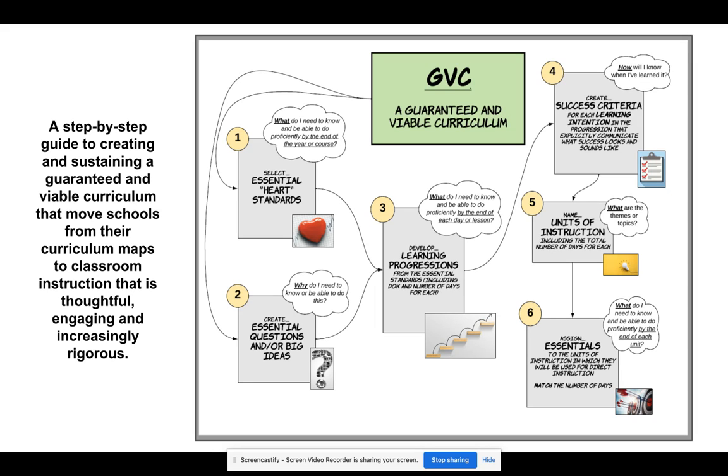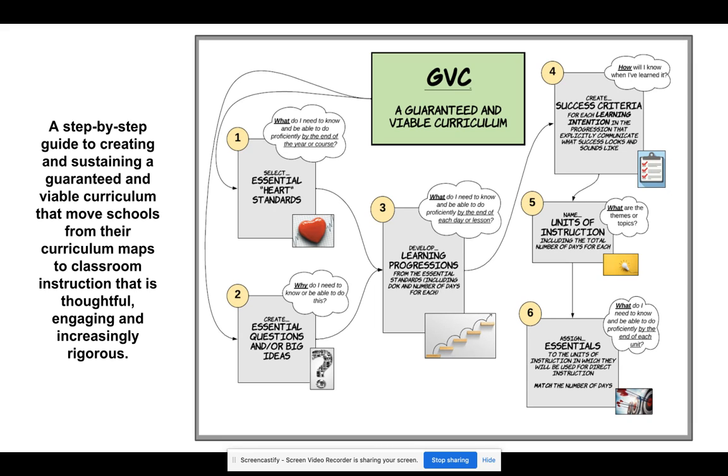And then the 5th step really is, what are the themes or the topics that we have for our units of instruction? You still have to give some thought after you put all this together in terms of what our units of instruction are. And the reason that it's step 5 and not up closer is because I found this through my experience to be a stumbling block for a lot of folks.